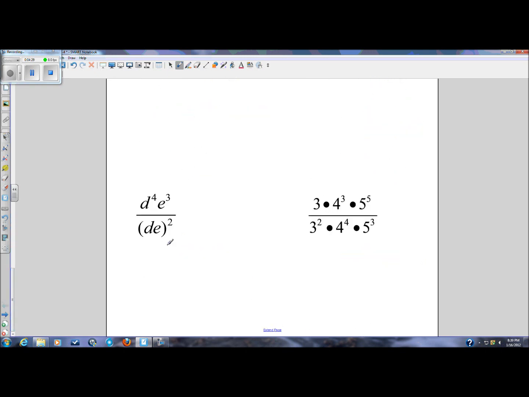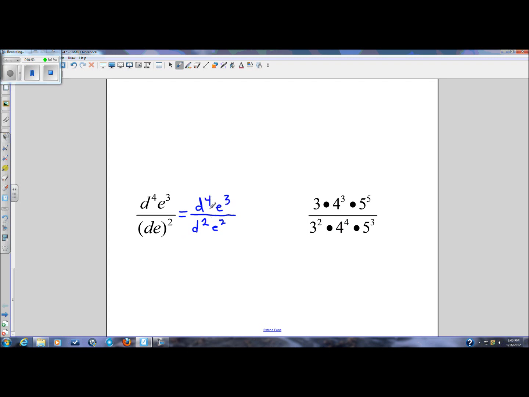Moving right along. D to the 4th times e to the 3rd over, in parentheses, de squared. So let's actually simplify the denominator first. De squared will be d to the 2nd, e to the 2nd. And the numerator remains the same, d to the 4th, e to the 3rd.